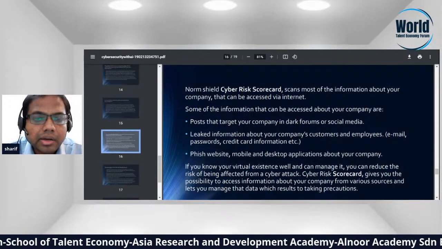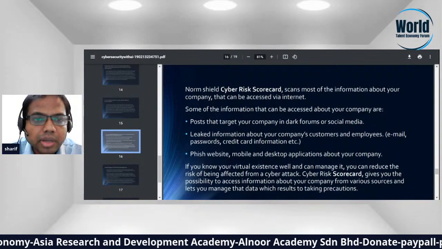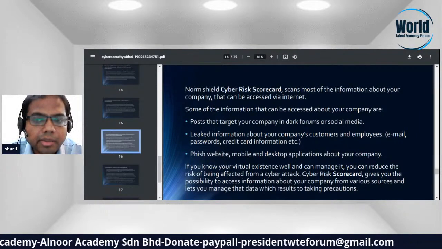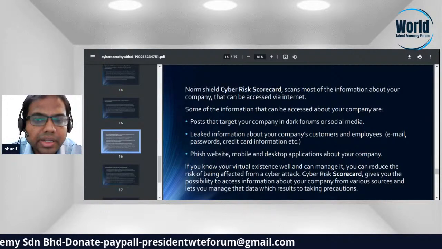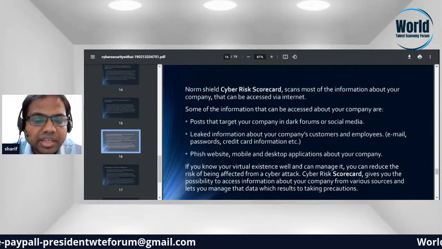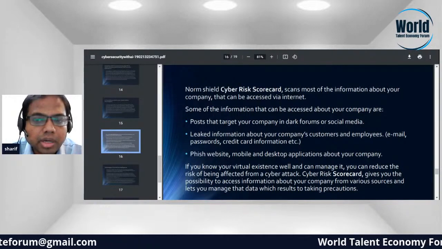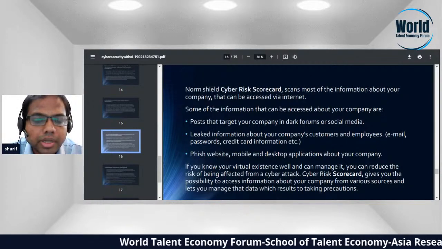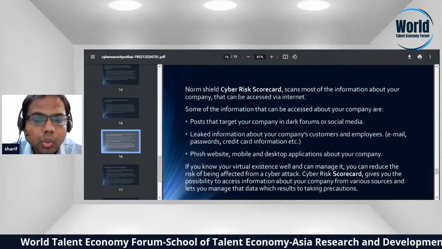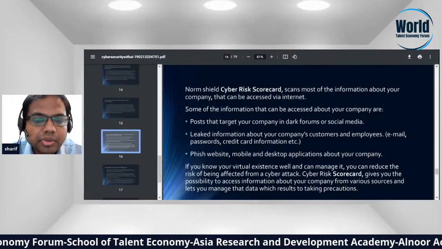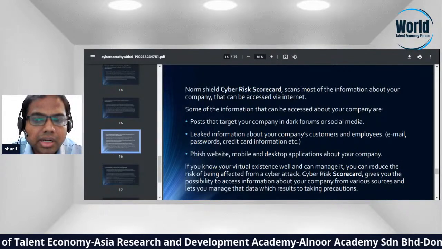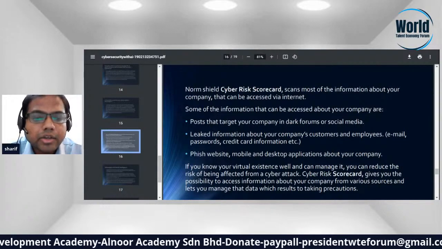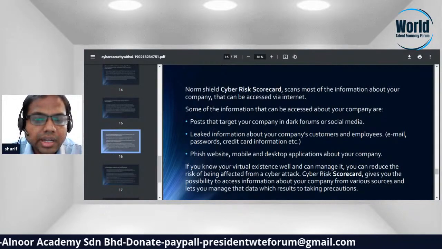Gnome Cell Cyber Risk Scorecard scans most of the information about your company that can be accessed via the internet. Some of the information that can be accessed includes posts that target your company in dark forums and social media, leaked information about your company, customers, and employees, phishing websites, and mobile and desktop applications about your company. If you know your digital existence well and can manage it, you can reduce the risk of being affected by a cyber attack. Cyber Risk Scorecard gives you the ability to access information about your company from various sources and lets you manage that data, which results in taking precautions.